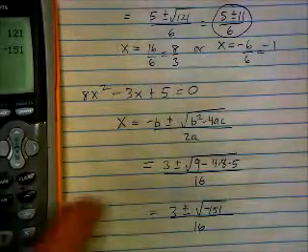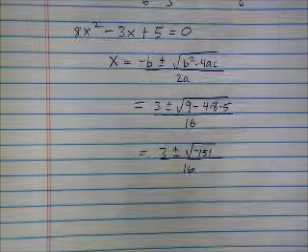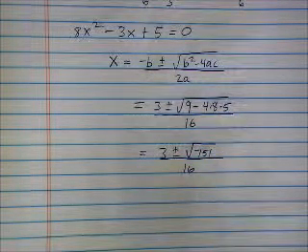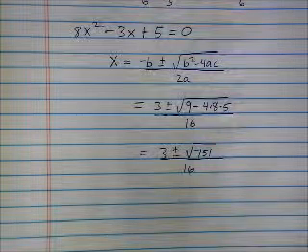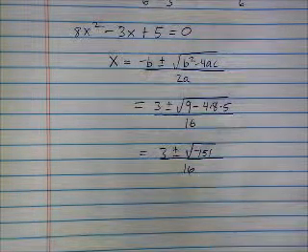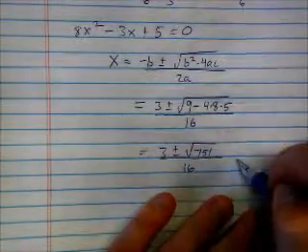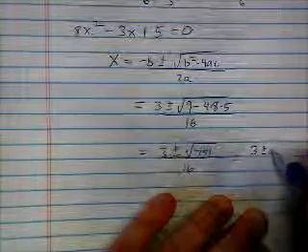Is the square root of negative 151 a nice number? No, so what do we do? The only thing I do is I get rid of the negative underneath the square root and I write it using an i. So my final answer for this one would be 3 plus or minus i square root of 151 over 16.